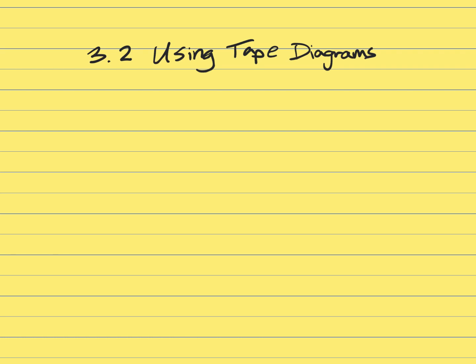All right, 3.2, using tape diagrams. You can use tape diagrams to represent ratios and solve ratio problems. Example 1 is called interpreting a tape diagram.